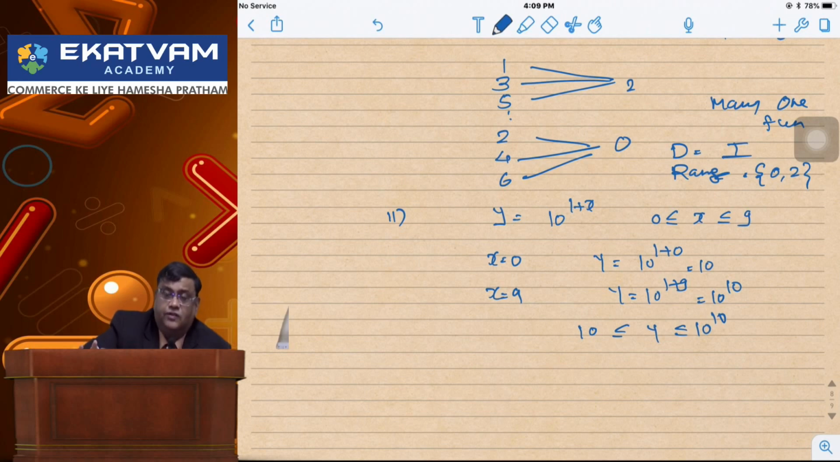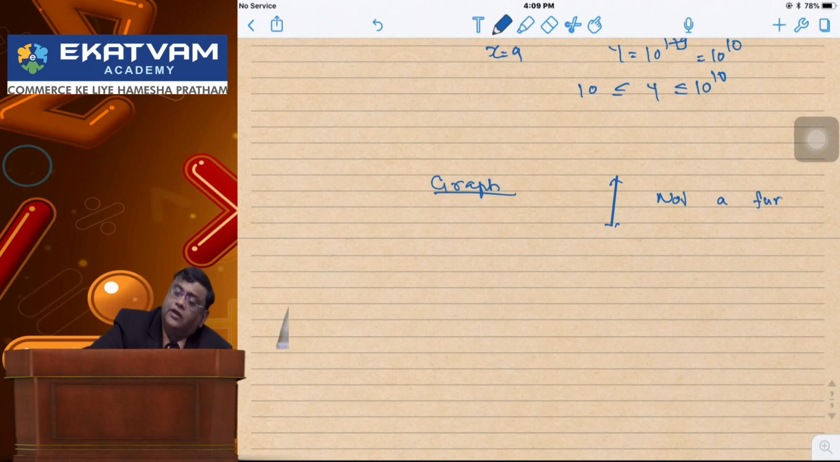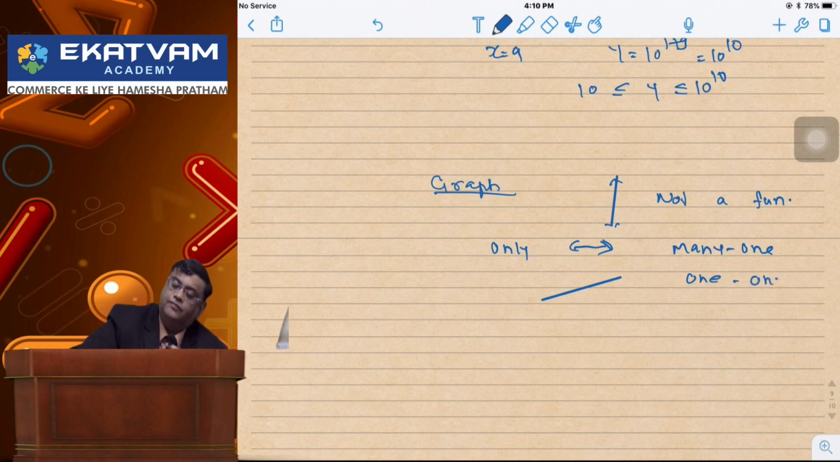Now remember, in all these cases, I presented these as the set of pairs. But I can draw this by graph. And then, in the graph, if vertical line can be located, then it is not a function. Vertical line located matlab it is not a function. Horizontal, only horizontal line is there, then it will become any one function. And cross line is there, then it will become one function.